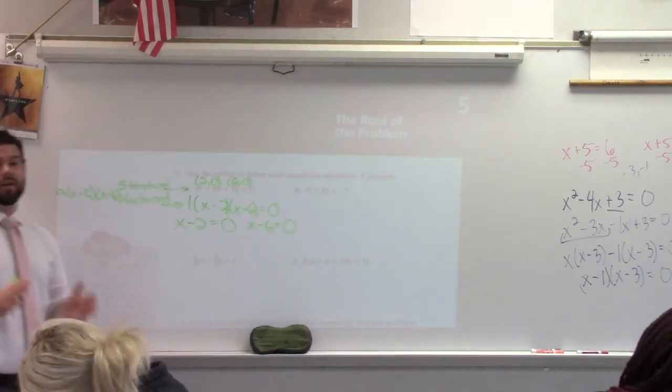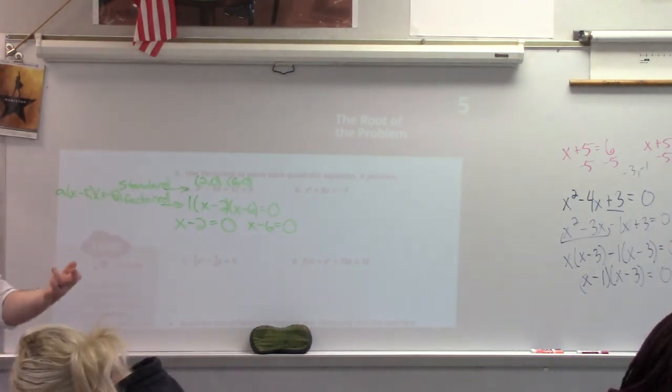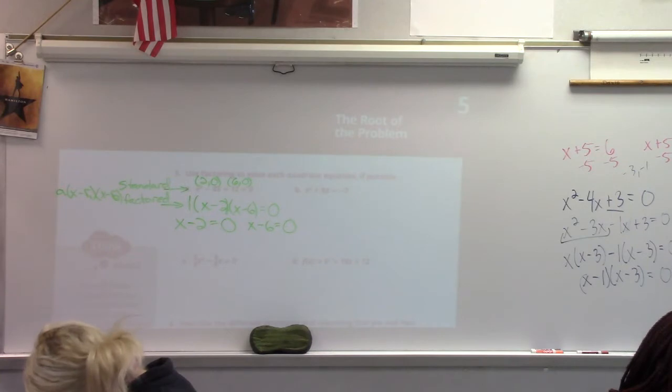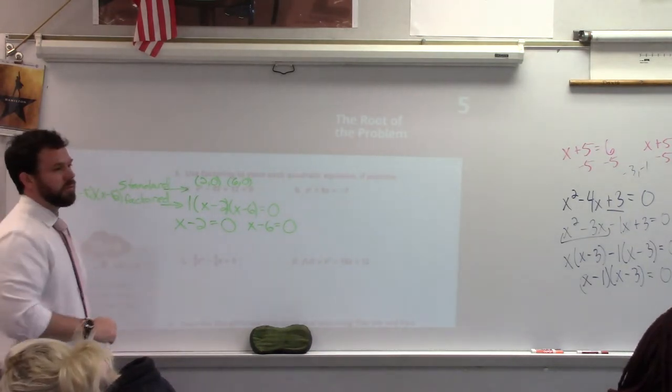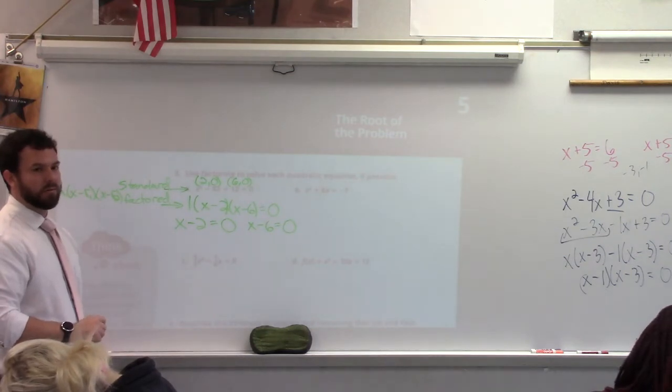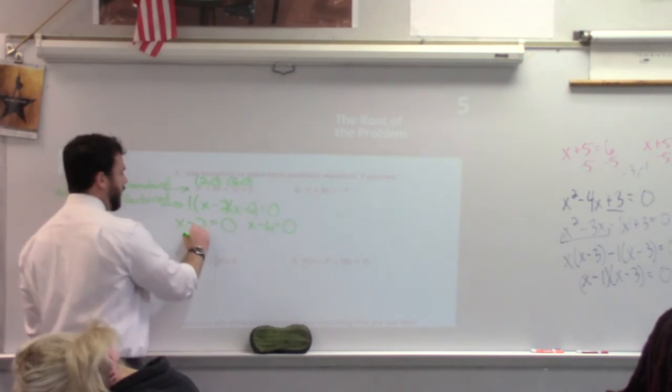That's the whole point of the zero product property, is that either the first factor is 0 or the second factor is 0, right? So x minus 2 is equal to 0, and we have x minus 6 is equal to 0. We good on that one? Okay. And so from there, solve it.